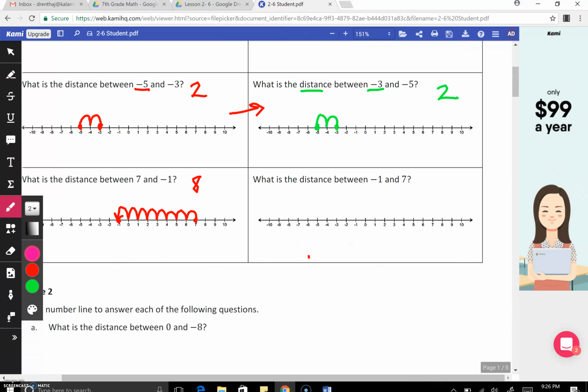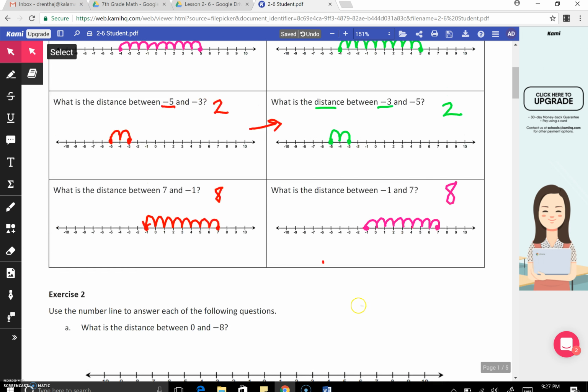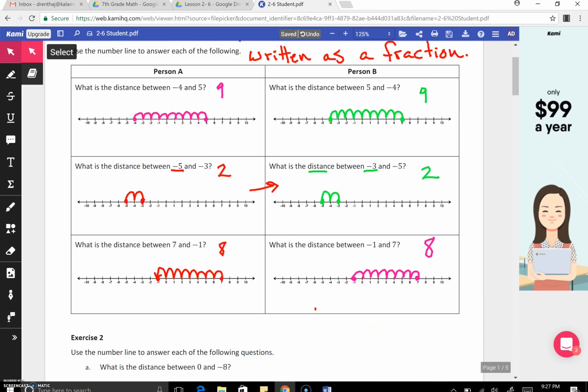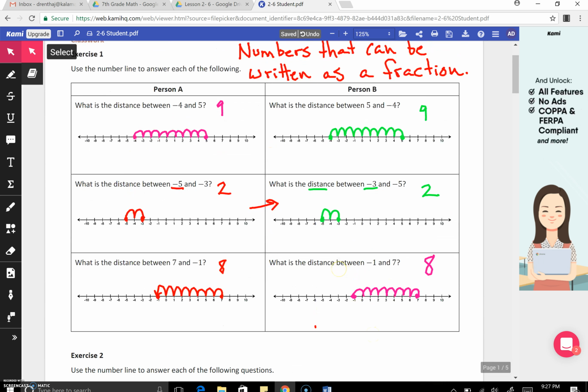And again, they're giving you the same integers, but in a different order. So they're giving you -1 first and 7 second. And 1, 2, 3, 4, 5, 6, 7, 8 should be your distance. So we're working with small numbers here, and they are integers. So what we're going to try to do instead of counting on a number line is we want to find a formula. Is there a way to find the distance between these numbers more efficiently so when they're big, we don't have to use a number line?